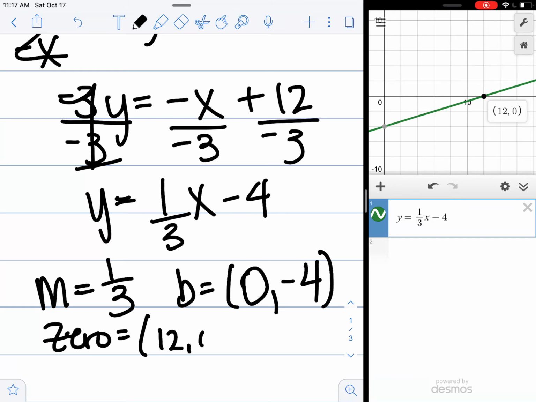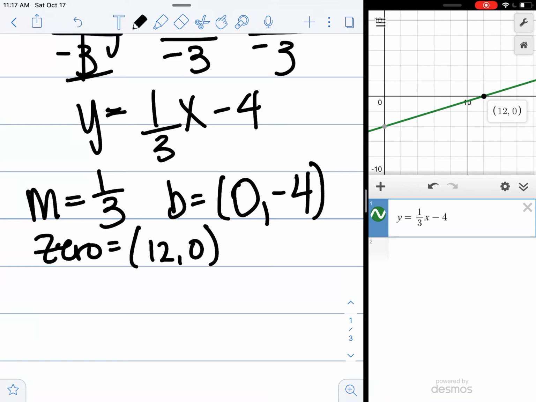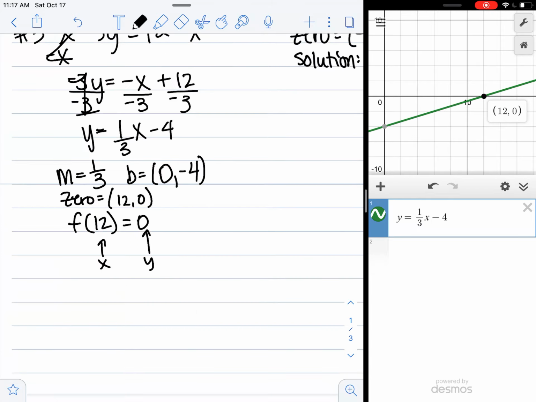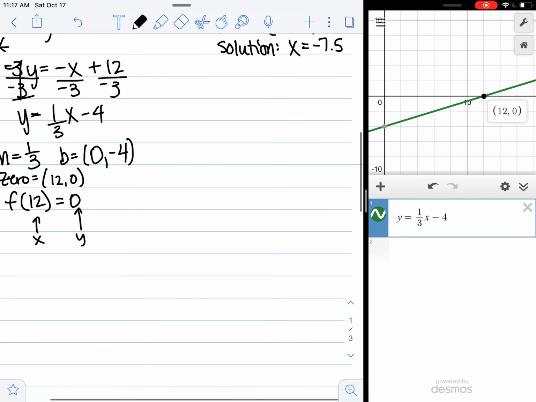which is 12, 0. Now, another way you might see this written is our function notation. So if I was doing function notation, remember your x is this guy, and then your outside number is your y. So if our x is our 12, we'll put our 12 inside, and then we have our y, which is the outside, so we'll put that guy right there. So this is what it would look like if we were using it with function notation. Okay. All right, let's do another one.